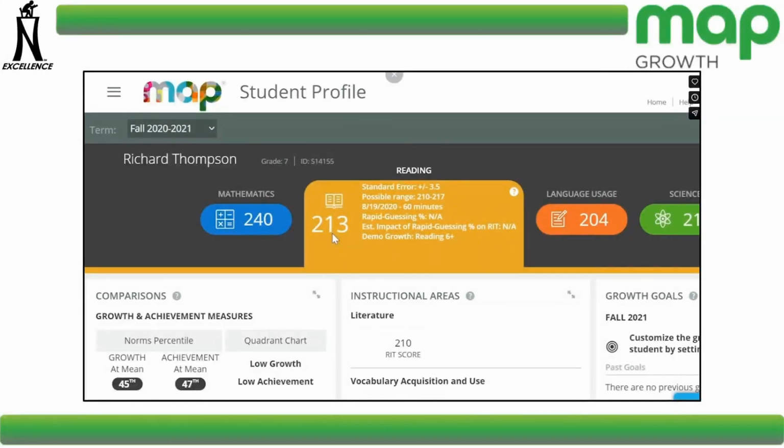Now here we have his reading score, which again, our standard error is 3.5. His range is 210 to 217, which is plus or minus 3.5. He took 60 minutes. He had no rapid guessing, which is great. And then also, as you notice, you can see his math score, his language usage score, and his science score as well.